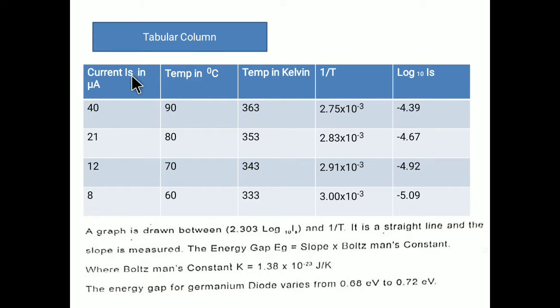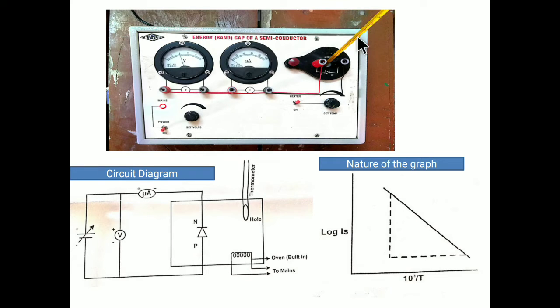The current IS is represented in microamperes, and the temperature in degrees Celsius. There are 90, 80, 70, 60. For 90 degrees Celsius, note down this current. For 80, note down its current. For 70 degrees Celsius, note down its current. For 60, note down its current. These are the reference values I have shown here. In the same way, when it reaches 90 degrees Celsius, what is its current? 80, what is its current? 60, what is its current? In this way, you will note down the values.